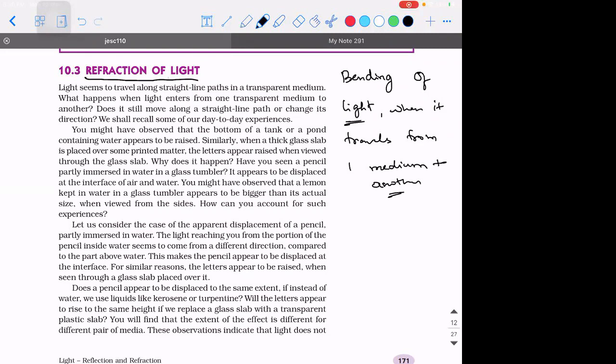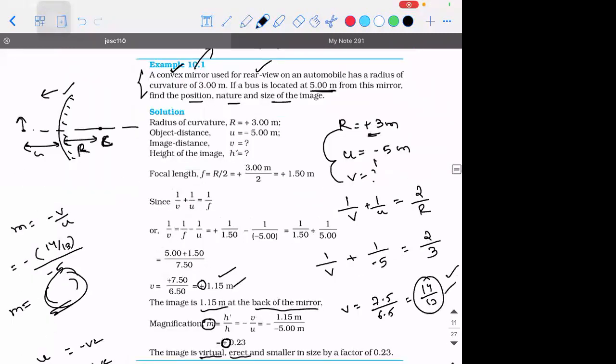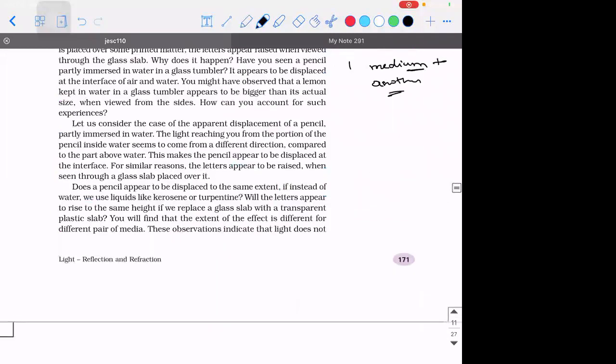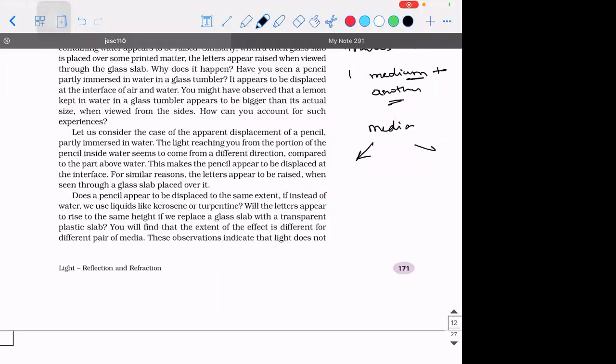You're using the word medium, right? What does that medium indicate? What are the types of media that you know? Medium is singular, media is plural. So what are the two types of media that we know? Rarer and denser. Now the question is, how do you classify a given medium as rarer and a given medium as denser? What are the criteria used to call a particular medium rarer or denser?